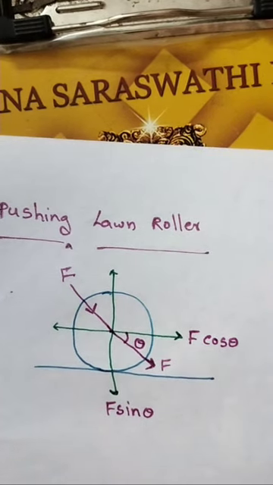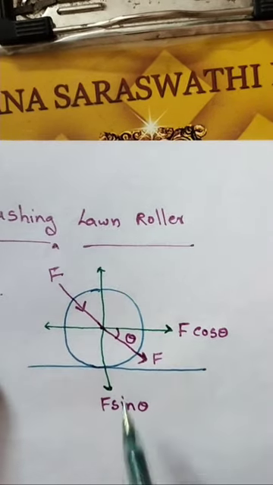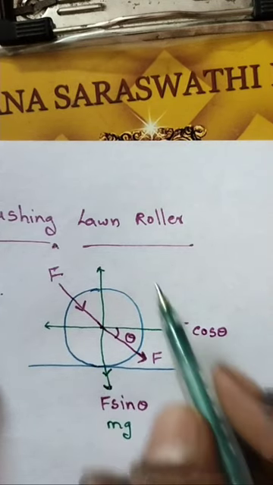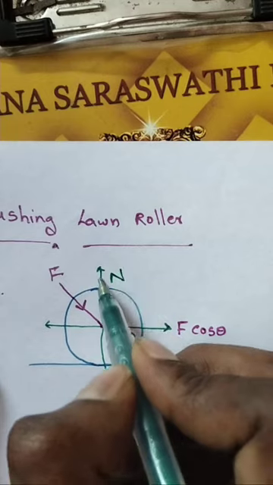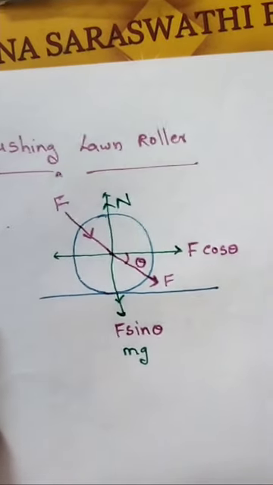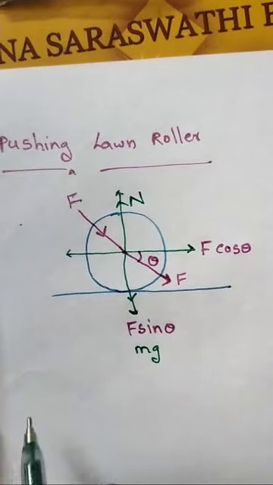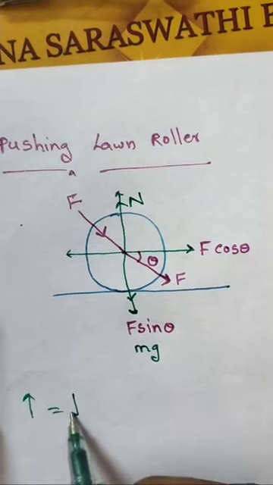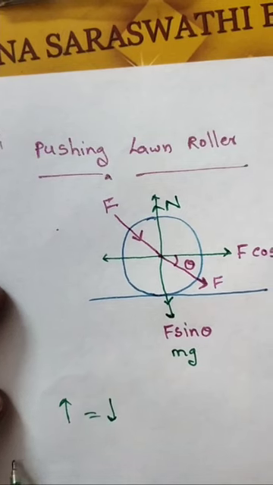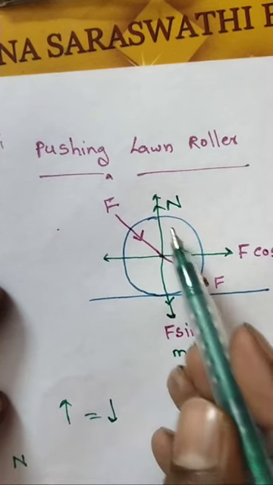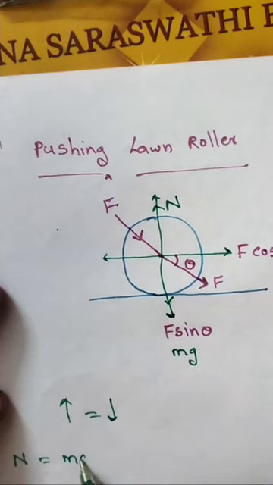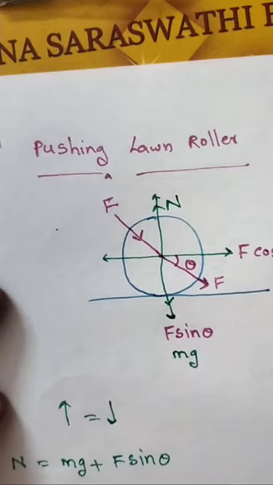And we know very well that two other forces are acting: mg in the downward direction and capital N in the upward direction. So by using this diagram, what is N? The upward direction is equal to the downward direction. So N, the upward force in the diagram, is equal to, what is the downward? Here mg plus F sin theta. This is the downward direction.